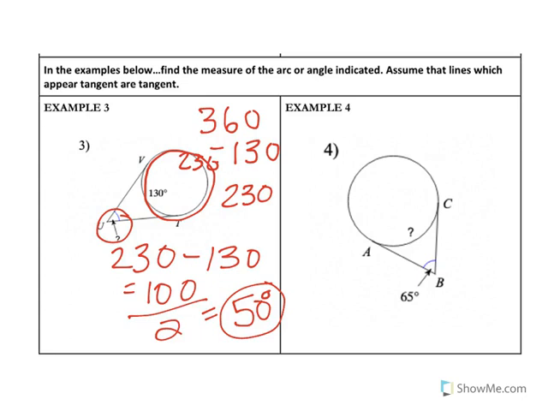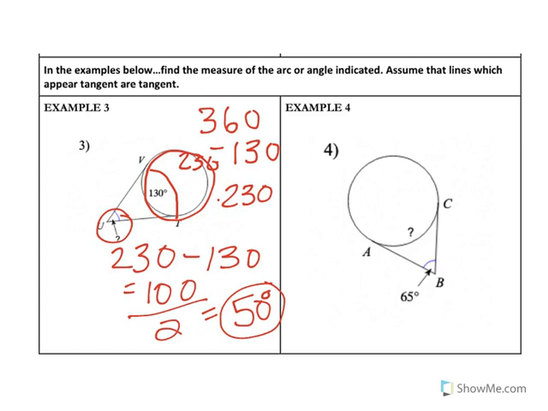All right, let me repeat what I did. I figured out what this major arc was by taking 360 and subtracting the minor arc here. Once I knew what it was, I could then take that answer and subtract the minor arc from it. Took the major arc, subtracted the minor arc. Got 100, divided by 2, got 50.